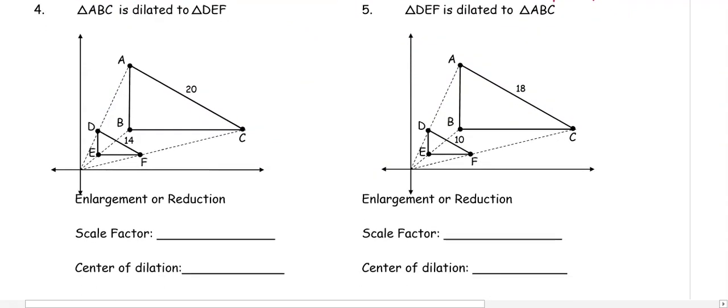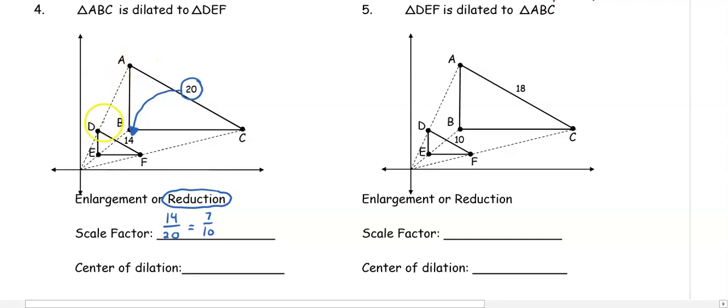In number 4, we have a dilation of ABC to DEF. So if we look at the names of our triangles, ABC is our larger triangle, and we're going to DEF, which is the smaller triangle. So this is going to be a reduction. To get our scale factor, it's new shape over old shape, so we have 14 over 20, which reduces to 7/10.